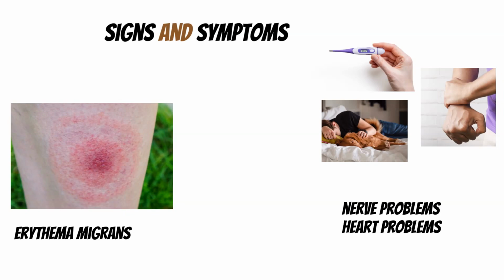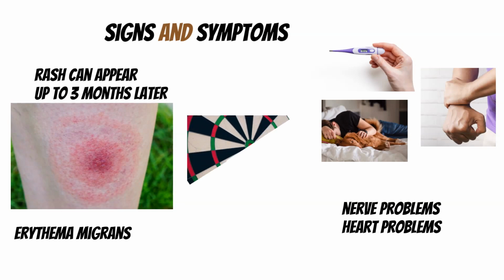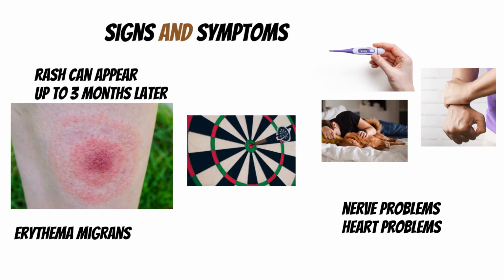But generally, the big sign that we associate with Lyme disease is erythema migrans. So it's that bullseye characteristic, and the rash can appear up to 3 months later. So this is what all the focus is about. People should look out for, what to look out for? I mean, it's a circular or oval-shaped rash around a tick bite. These can be early symptoms of Lyme disease in some people.